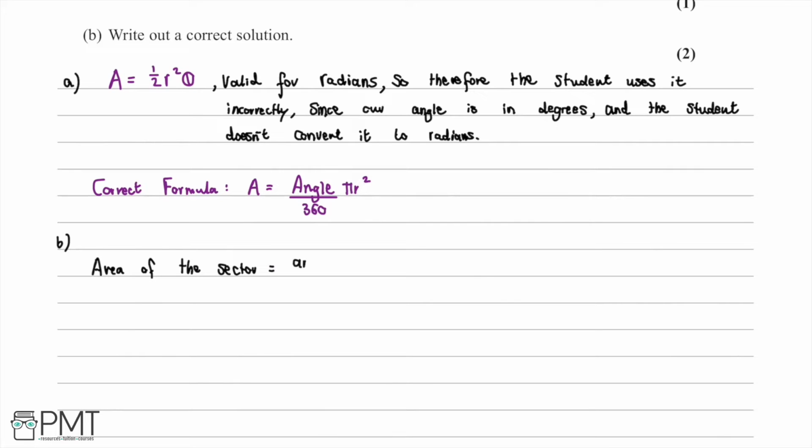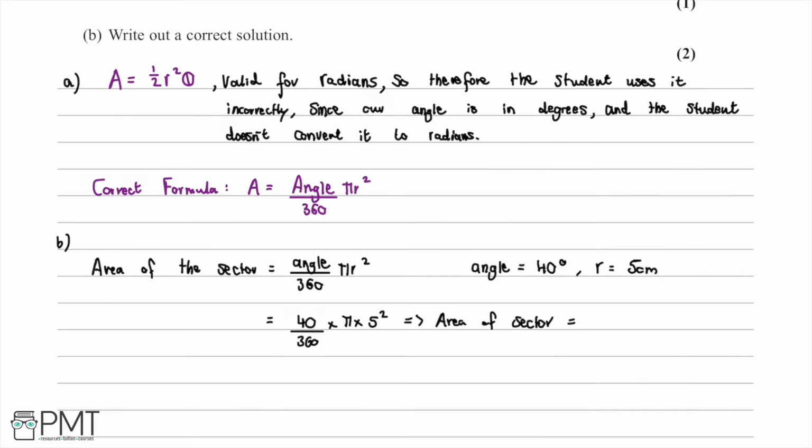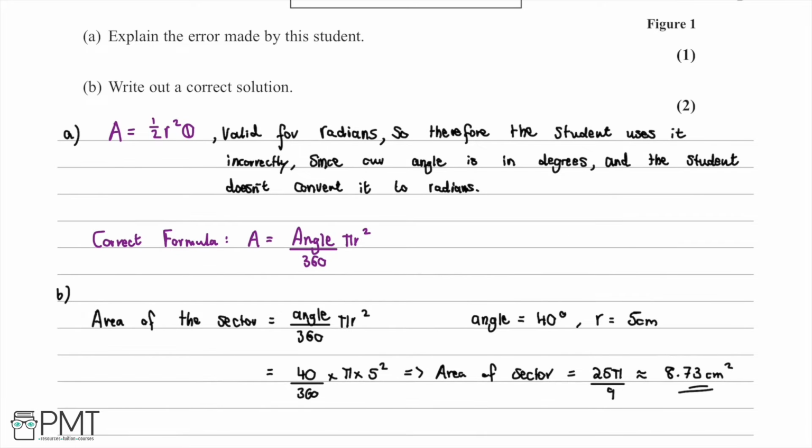is going to be equal to the angle, and we divide that by 360 and we multiply by pi r squared. We have that our angle is equal to 40 degrees and our radius is equal to 5 centimetres. So therefore, substituting all of this into our equation, we have 40 divided by 360, and we multiply that by pi and then by 5 squared, and then putting this into our calculator, we get that the area of the sector is going to be equal to 25 pi divided by 9, and this is approximately equal to 8.73 centimetres squared.